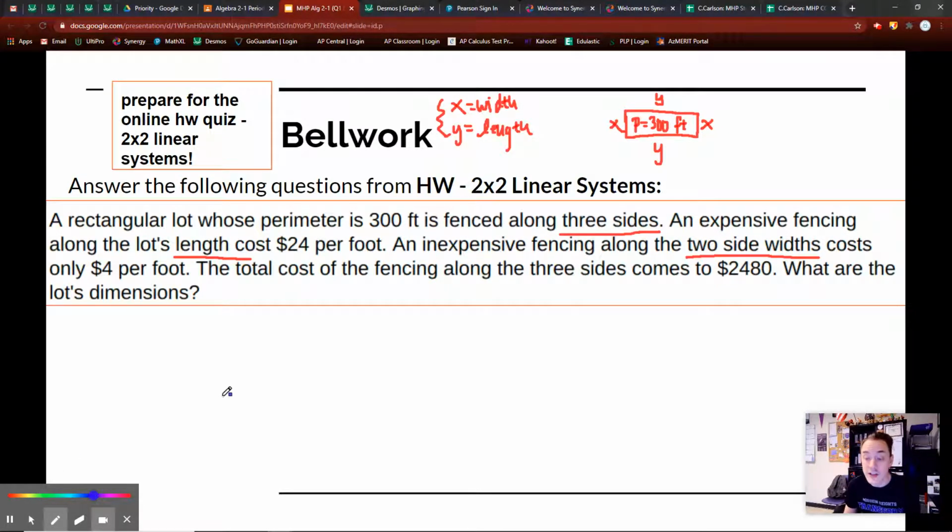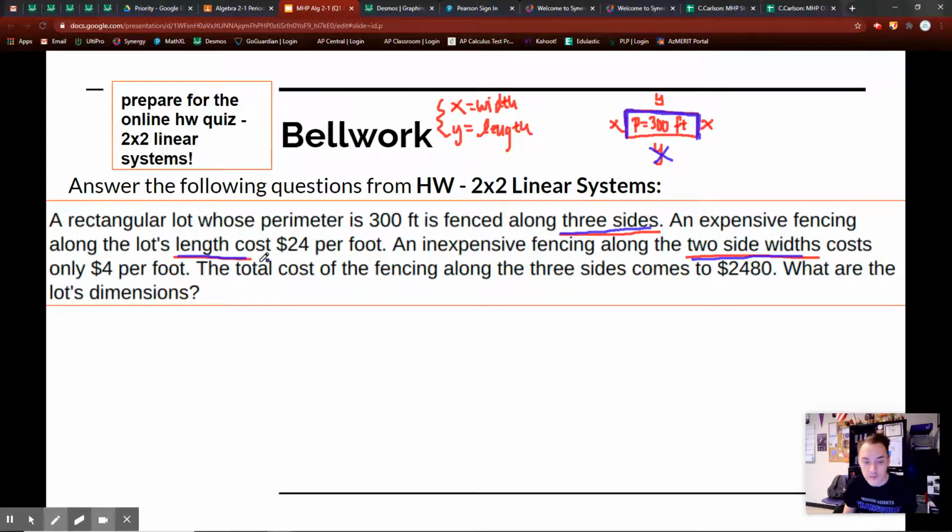Before we even finish the problem, we notice it's only three side lengths, with one length and two side widths. So what I'm highlighting in blue here is the only sides I'm interested in. Only that one length right here and these two side widths. I don't care about this Y at all. So what I really want to do is focus on those three sides.